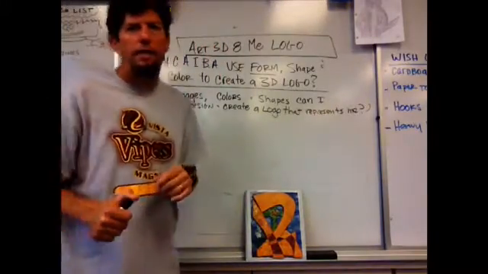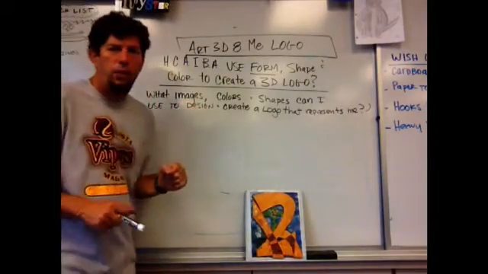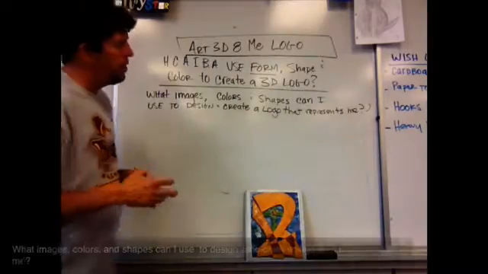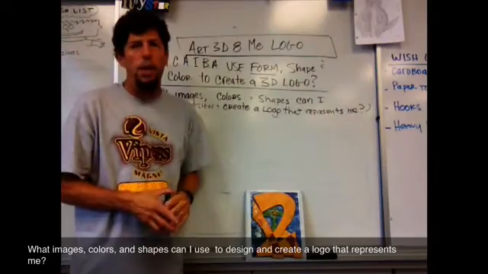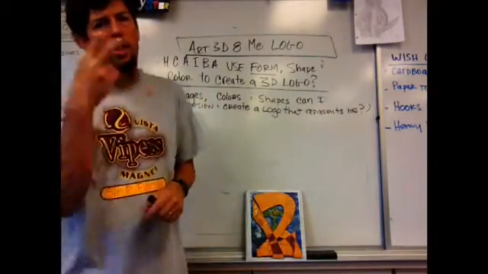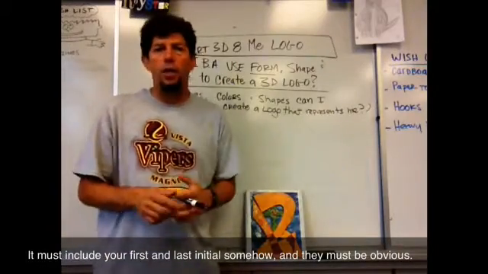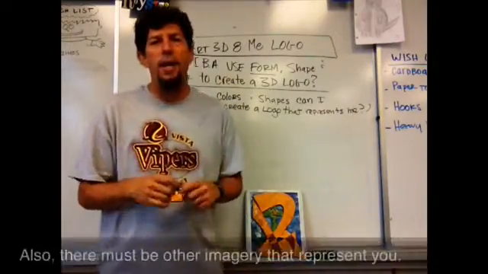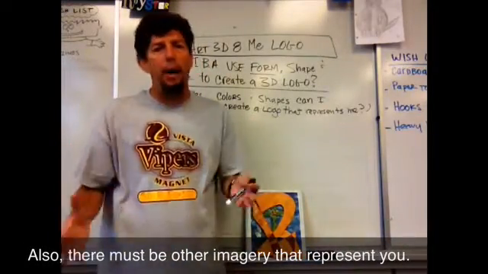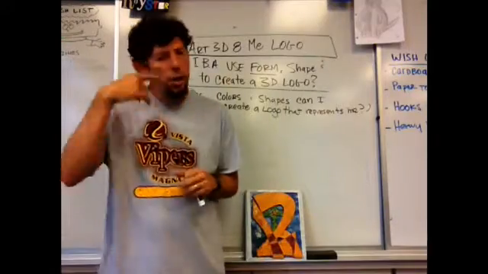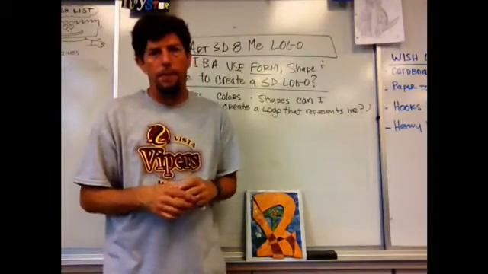Let's take a look at the investigation phase and also the planning phase. The essential question for the investigation phase: what images, colors, and shapes can I use to design and create a logo that represents me? You're going to design a logo that represents you. It must include your initial. Your first and last initial must be included in your logo. There also must be some other imagery that represents you. Something about you, something that is true about you. As far as your logo design, you can be thinking, what colors can I use as well that are also representative of me?